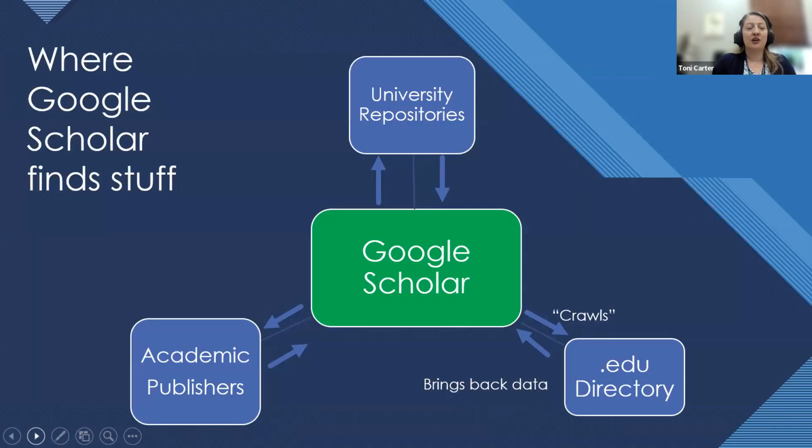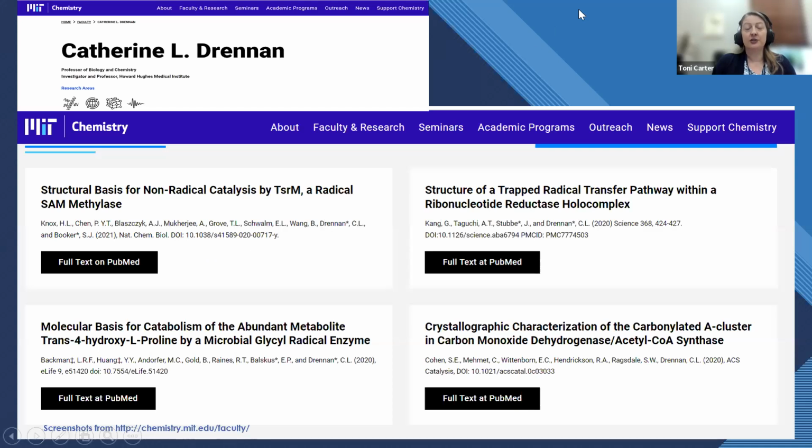Third place are directories, university directories, or your personal portfolio online. I just Googled this. This was the first result. This is a professor at MIT. The university has a page for every professor or every faculty member where they can list their research.